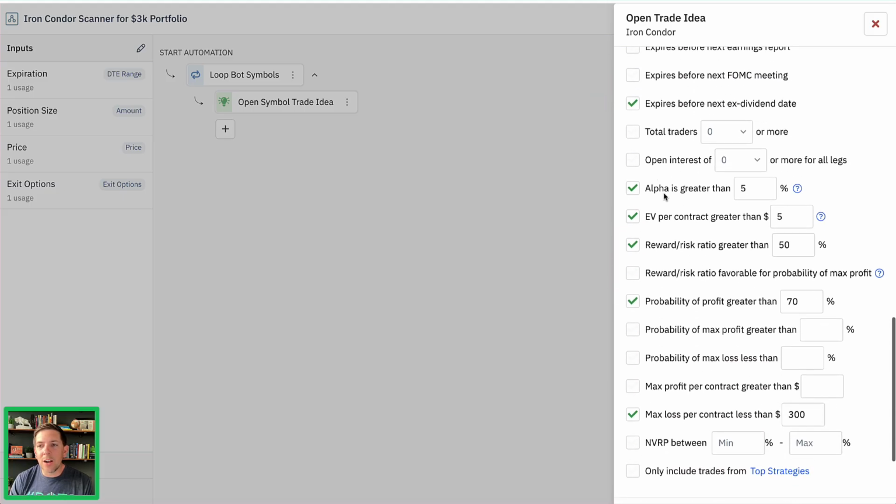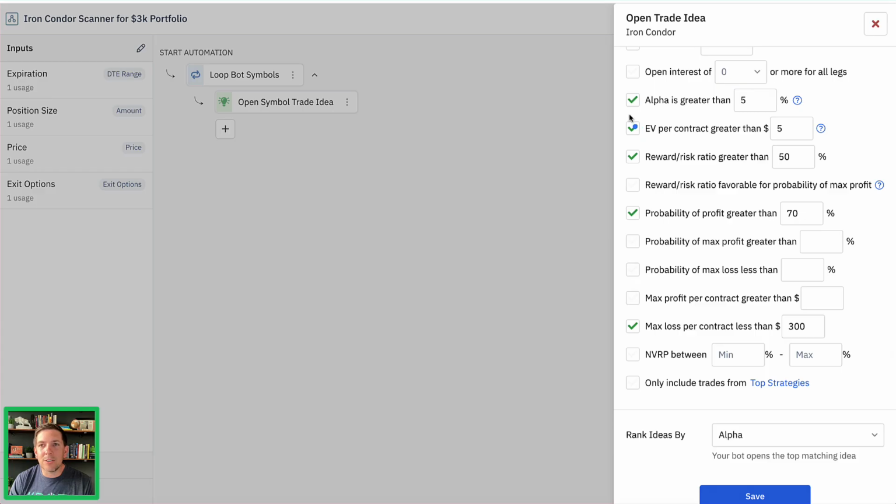And down here, I'm giving it very specific criteria: the alpha has to be greater than 5%, the expected value per contract has to be greater than $5, the risk reward has to be greater than 50%, and the probability of profit has to be greater than 70%. So if none of those things are true for any of these symbols, it just waits until there's a better opportunity to enter that position.